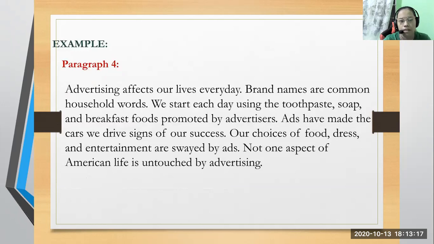Next, advertising affects our lives every day. Brand names are common household words. We start each day using toothpaste, soap, and breakfast foods promoted by advertisers. Ads have made the cars we drive a sign of our success. Our choices of food, dress, and entertainment are swayed by ads. Not one aspect of American life is untouched by advertising. What do you think is the main idea? Again, think about a topic and what does the author say about the topic?